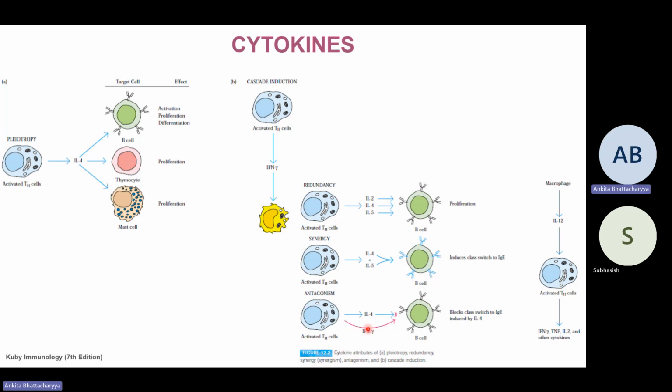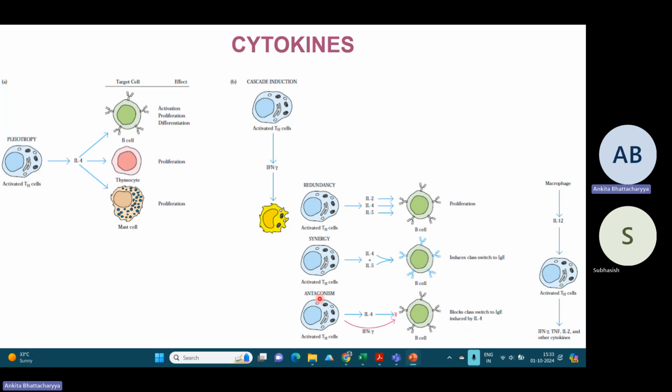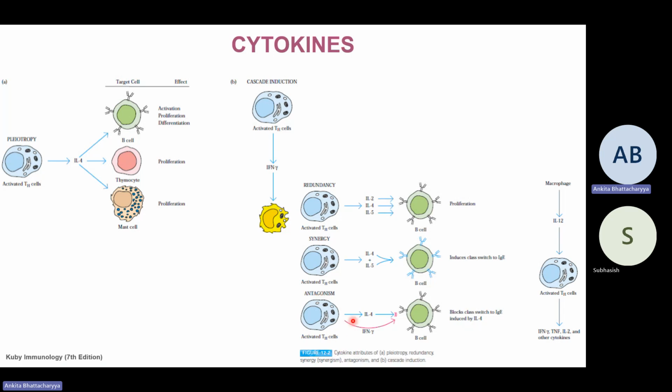And the last attribute of cytokines is antagonism. You are definitely familiar with this terminology if you have studied some basic ecology in the past, where we learn about commensalism, amensalism, antagonism, etc. So antagonism, as the name simply indicates, is something which is antagonizing or opposing the effect of another factor.